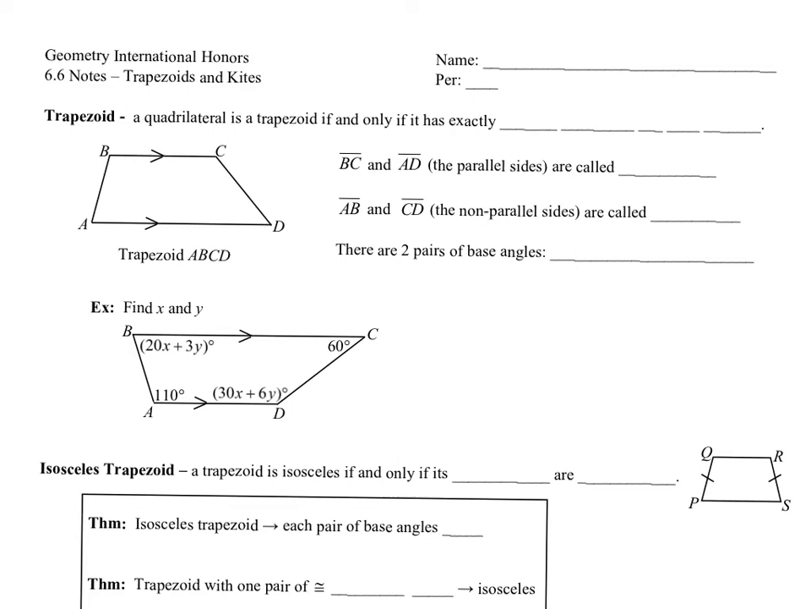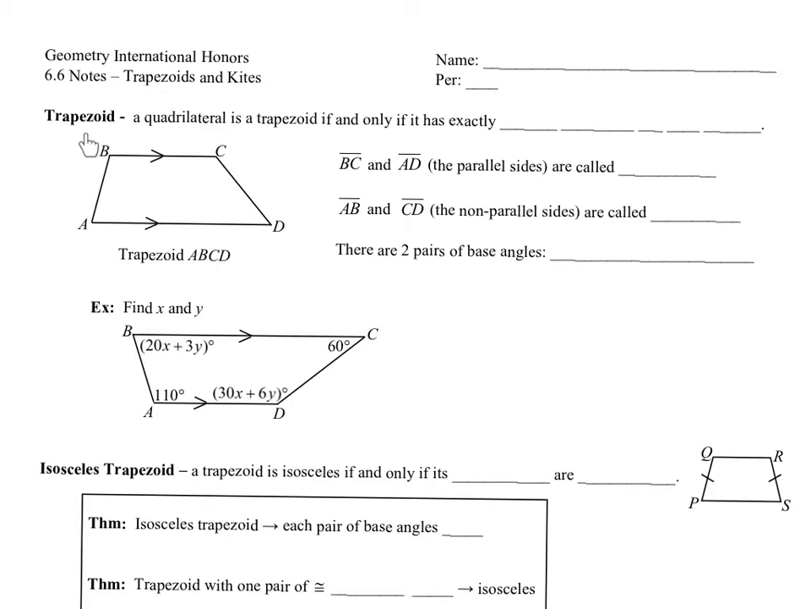Hello geometry students. In this video we're going to take a look at our last lesson in Unit 6, our 6.6 notes. We're going to talk about trapezoids and kites today. So we've been talking about quadrilaterals, and specifically quadrilaterals that are parallelograms. Today we're going to talk about some quadrilaterals that are not parallelograms, and those are trapezoids and kites.